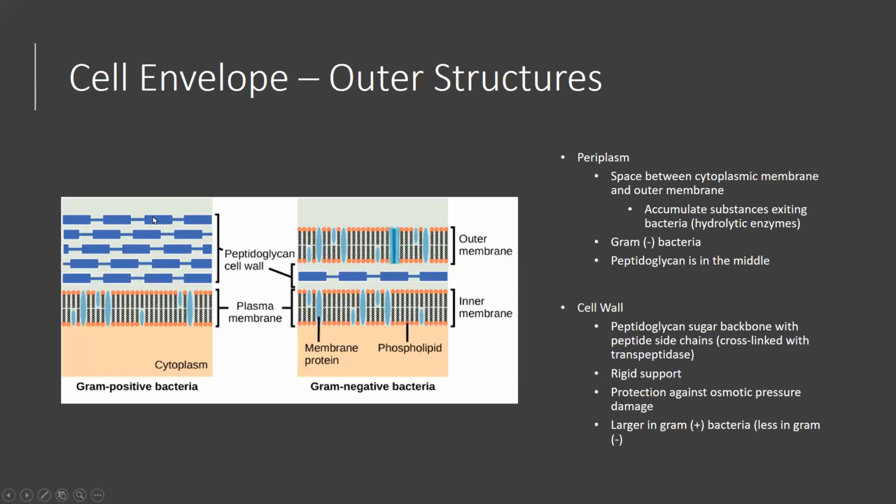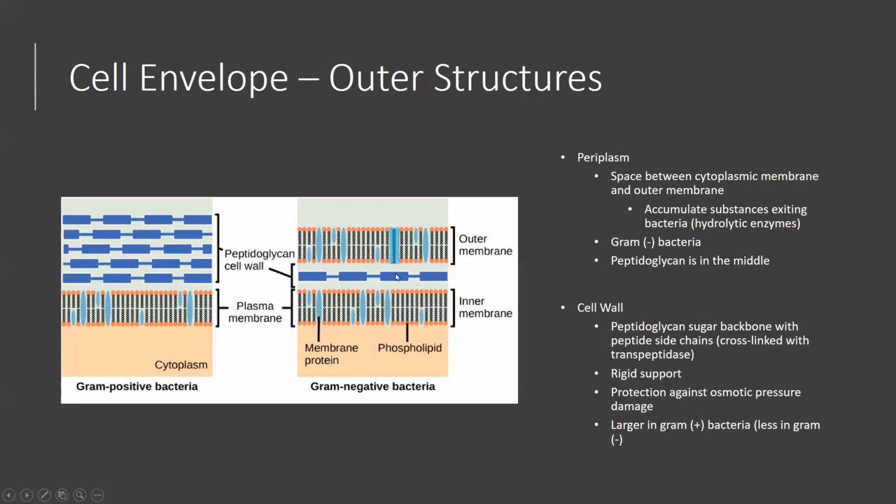The gram-positive bacteria do not have an outer membrane. They have a larger peptidoglycan cell wall. Gram-negative bacteria have 2 membranes, an outer and an inner, and they have much less peptidoglycan. So this is why bacteria stain differently. We'll look at those stains here in a moment. But some definitions: the periplasm is essentially the space between the cytoplasmic membrane and the outer membrane, so between these 2 spaces here. Substances can accumulate in this space, enzymes in particular, and this is only present in gram-negative bacteria, as I mentioned.